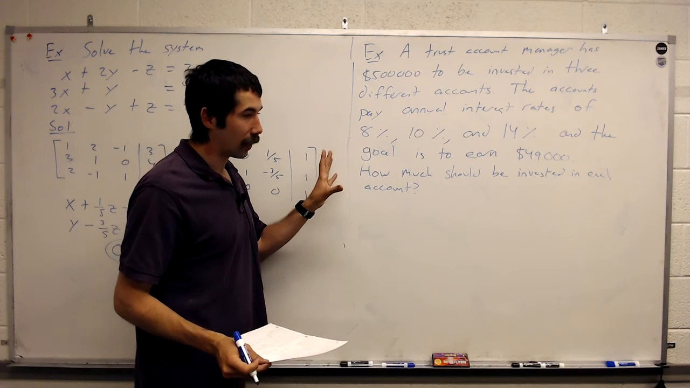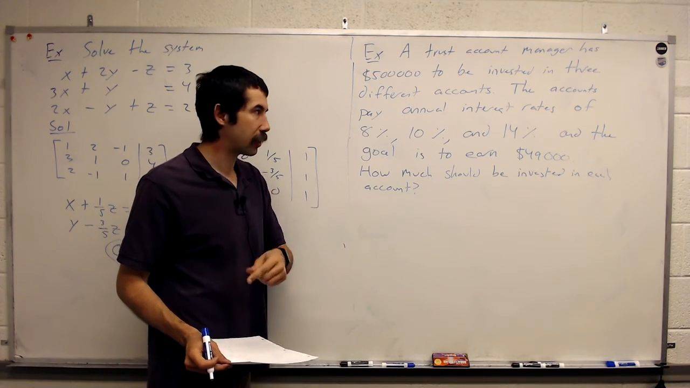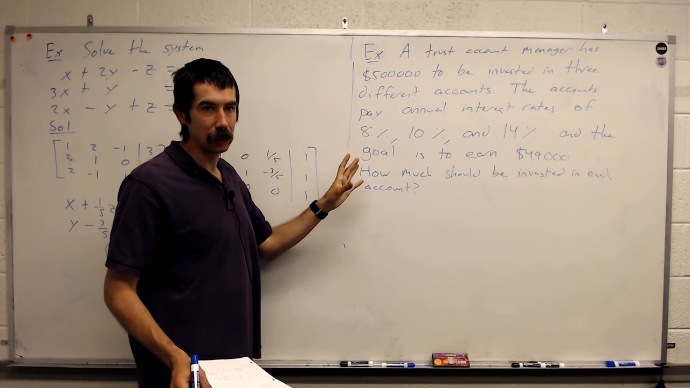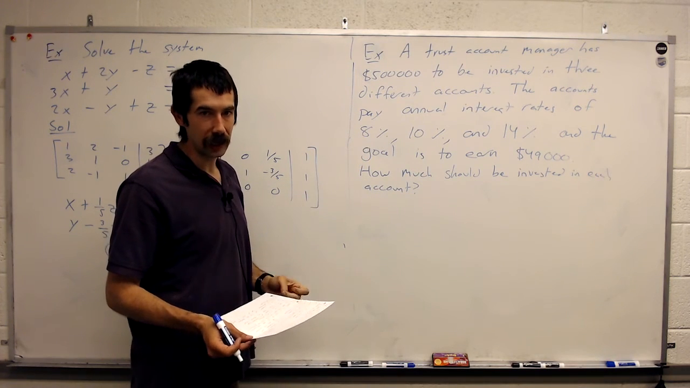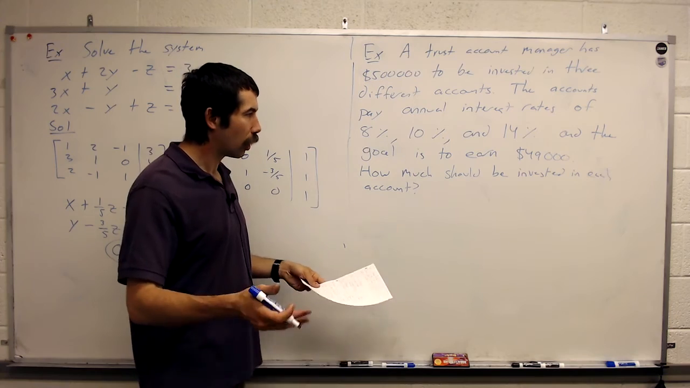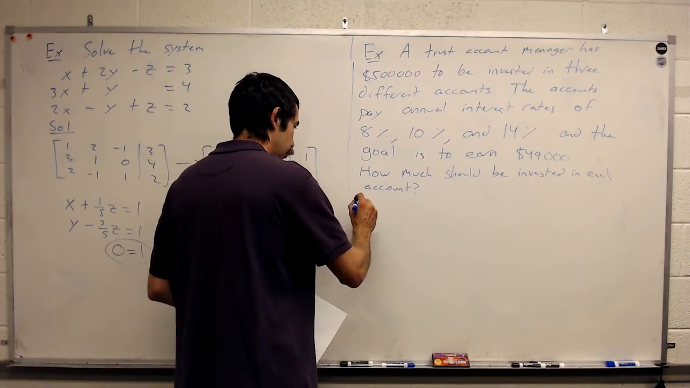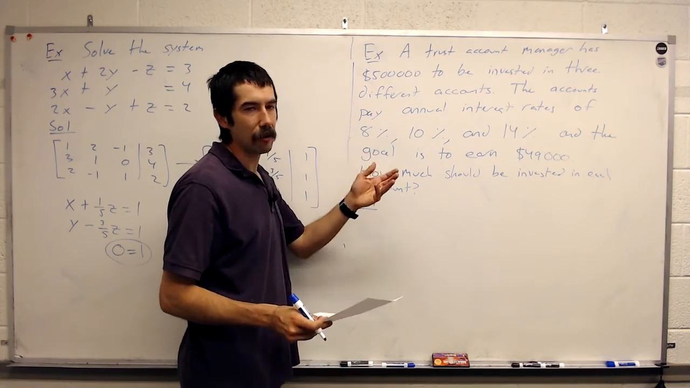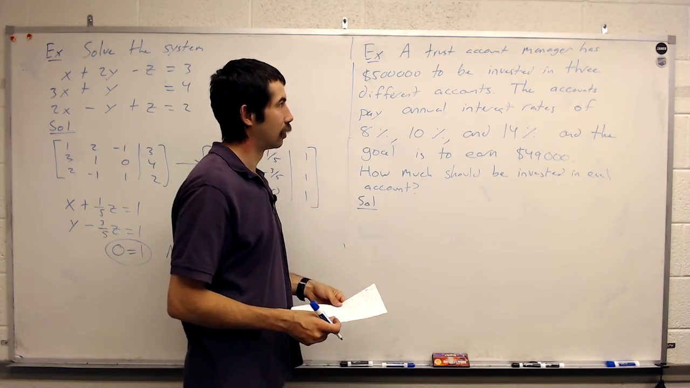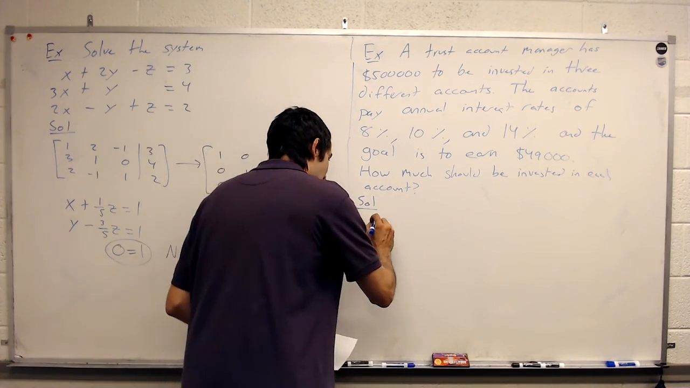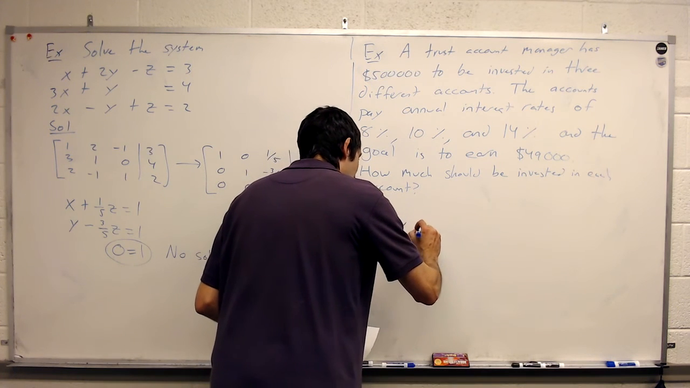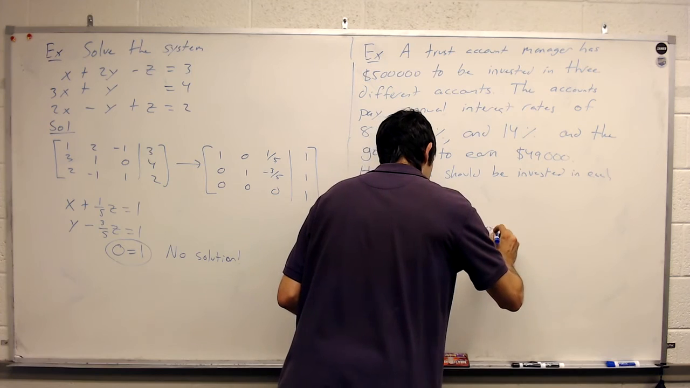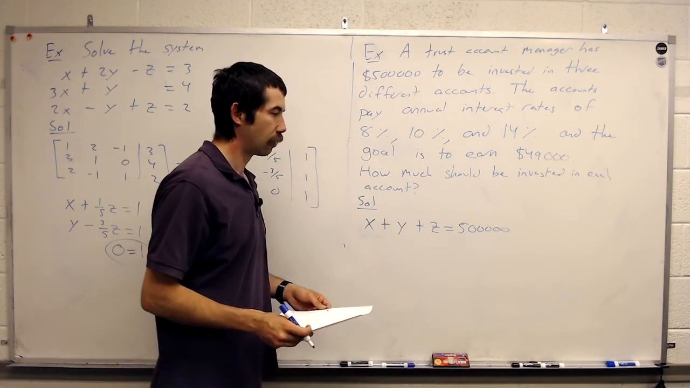All right, I know this might look intimidating, but I have faith in you. Let's write out a system of equations that needs to be solved, and then we could use our techniques from today to solve this system. All right, so there's 3 different accounts. I'm going to call them X, Y, and Z. And so the amount invested in X plus the amount invested in Y plus the amount invested in Z has to be $500,000.